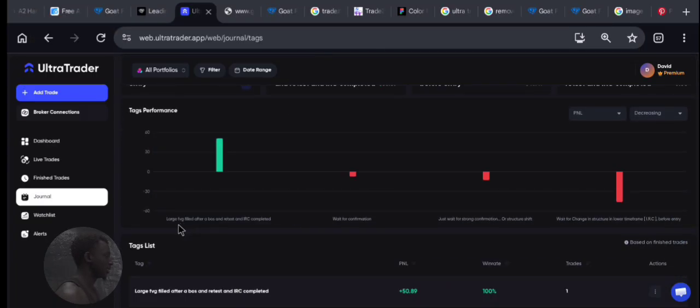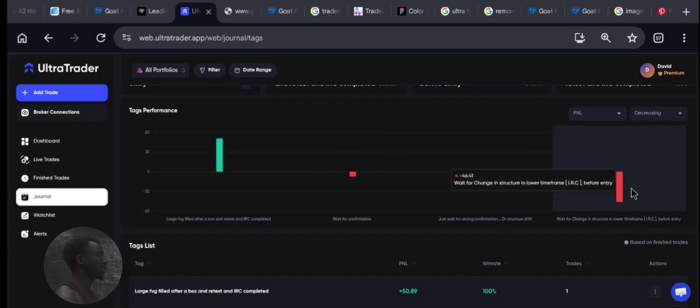You can see one of the confluences I used on the trades that made me more money was taking trades from fair value gap, break and retest. That's what made me the most money, and the most losses came from the fact that I didn't wait for change in structure in the lower time frame. That's what made me the most losses.